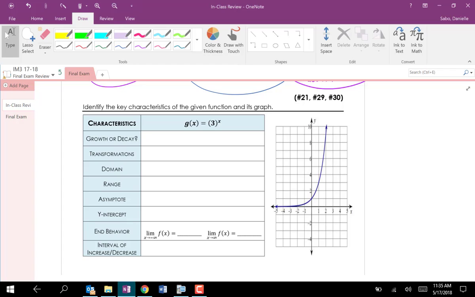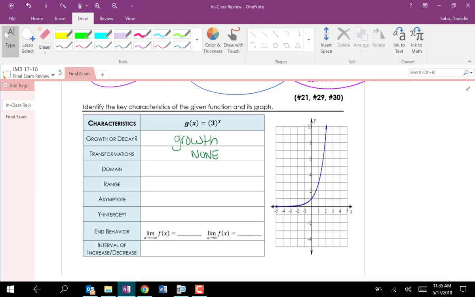So here's the graph of 3x. Growth. It is going to be growth. Because it's growing up. It's increasing. What transformations are being done? None. Because that's your parent function. That's called a parent function. In this situation, nothing's happening.